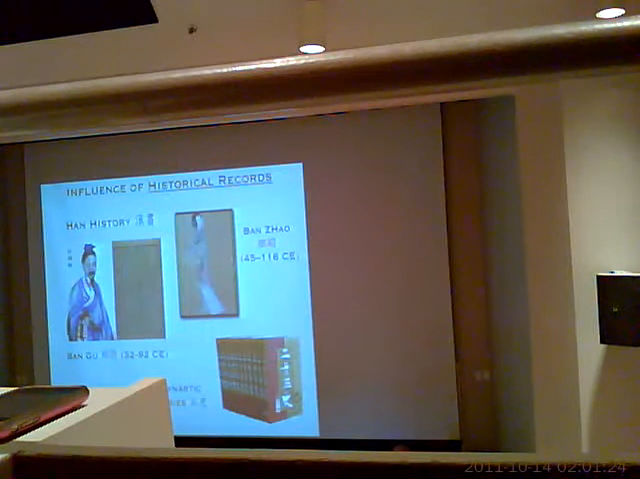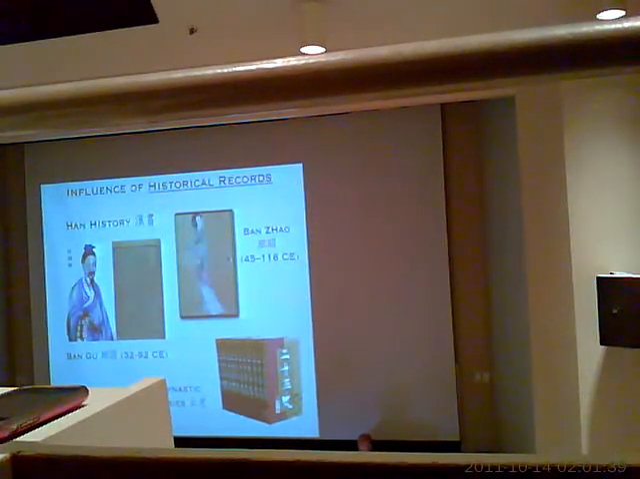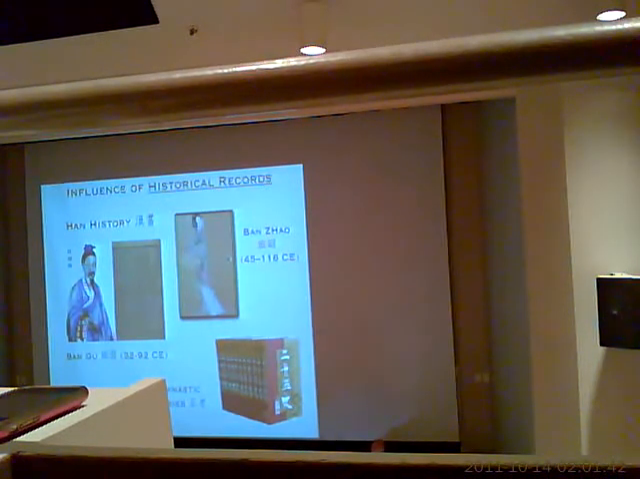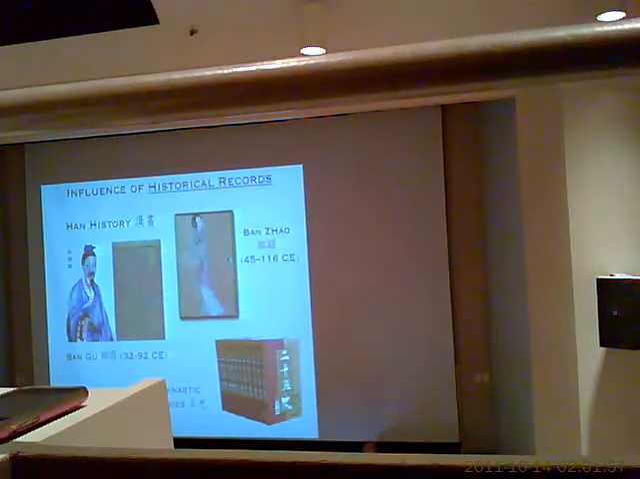Ban Zhao is an interesting figure here. She was Bang Gu's sister, and she helped write history as well. It was sort of the same model as Sima-Tian starting it and his son finishing it. Bang Gu's father started the Han history, which was continued by Bang Gu, and then he couldn't finish it because he got thrown in jail. So Bang Gu's sister, Ban Zhao, finished it.